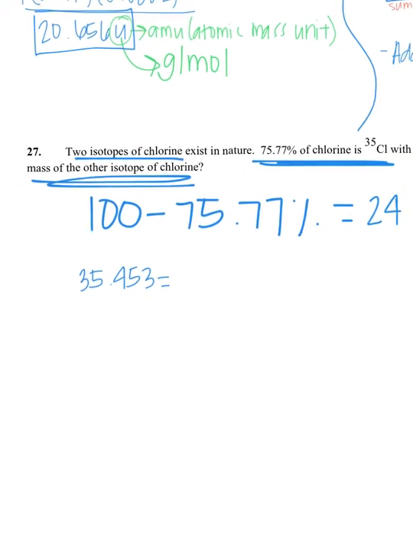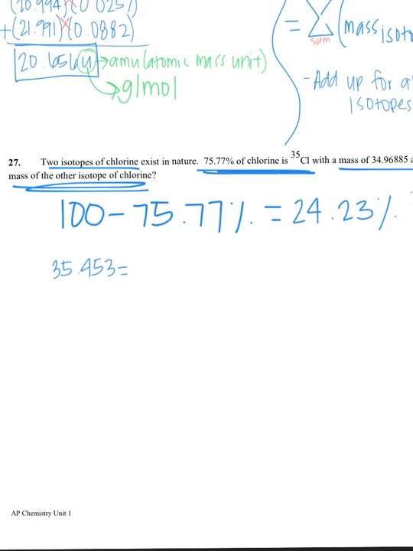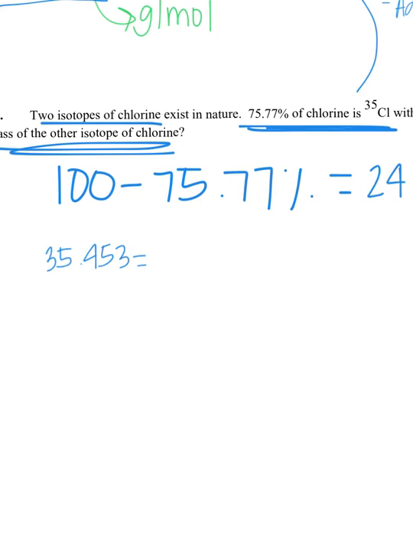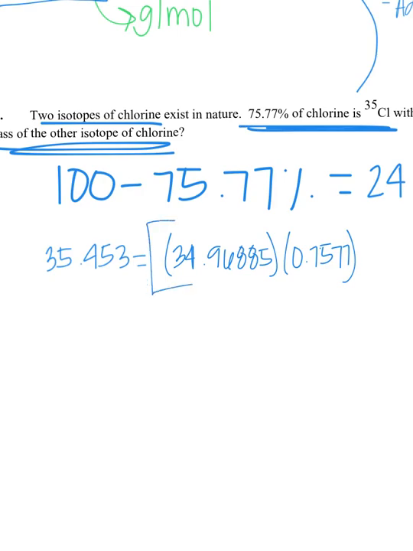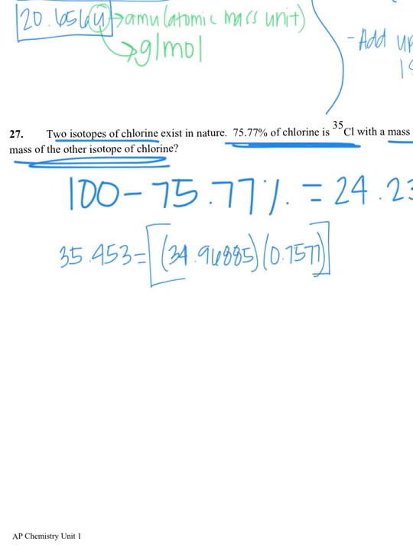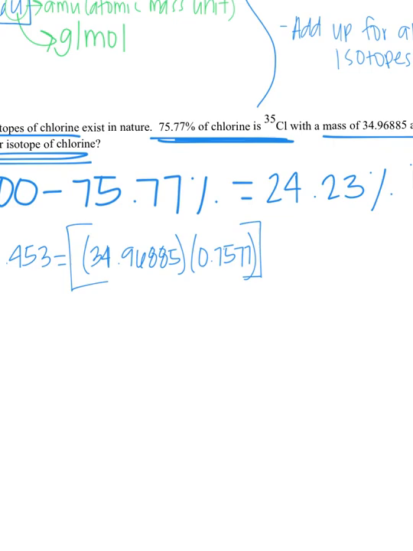So I know the percent of chlorine-35, like percent abundance, and then I know the mass. So I can go ahead and set that up. So I have 34.96885 times, and I had to change this to a decimal. Okay, and that's going to get multiplied before we do this other part.